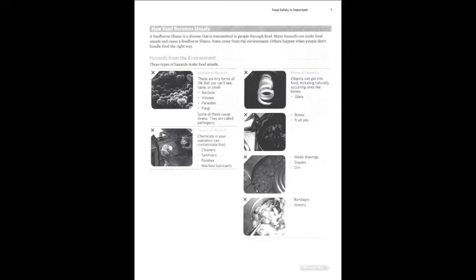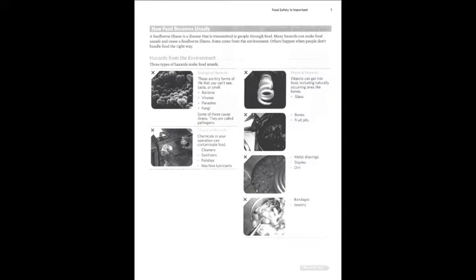A foodborne illness is a disease that is transmitted to people through food. Many hazards can make food unsafe and cause a foodborne illness. Some come from the environment, others happen when people don't handle food the right way. Hazards from the environment: 3 types of hazards make food unsafe.